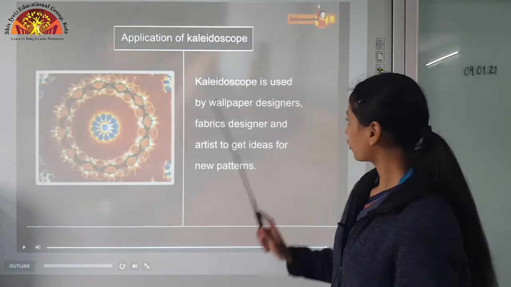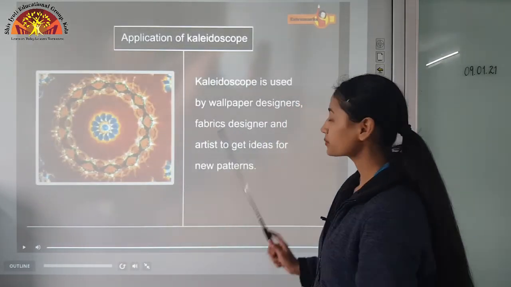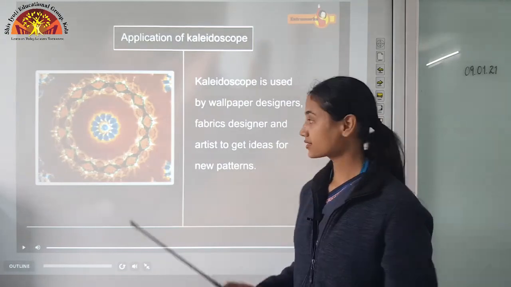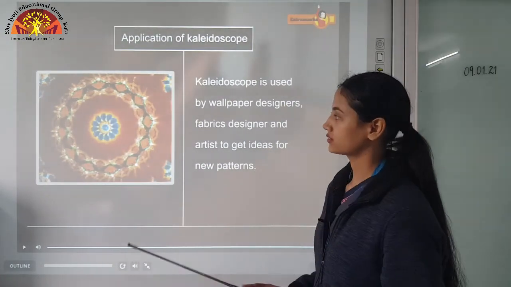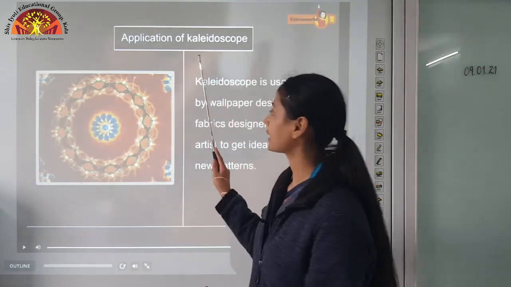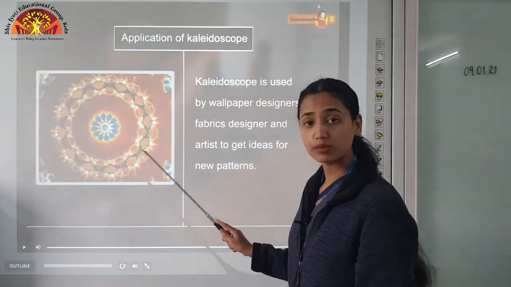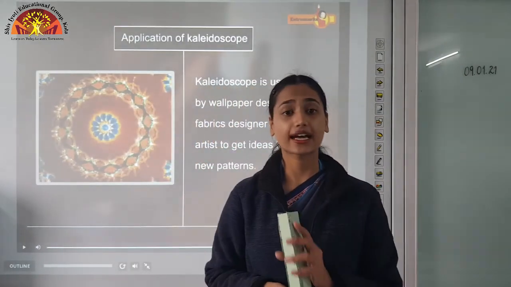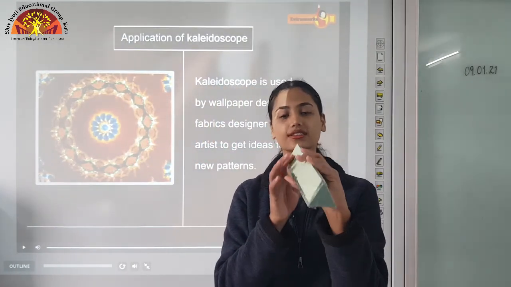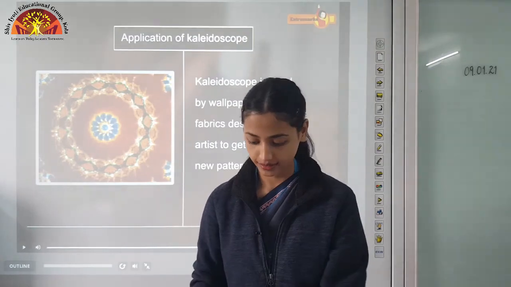A kaleidoscope is used by wallpaper designers because they need new designs, and by fabric designers and artists to get ideas for new patterns. This is the inside view of a kaleidoscope. You can see so many beautiful patterns are formed, and these plane mirrors are placed at an angle of 60 degrees. So you can see this is an equilateral triangle.